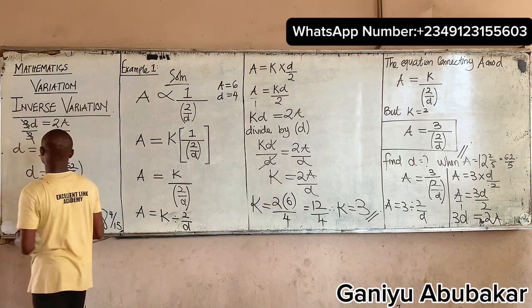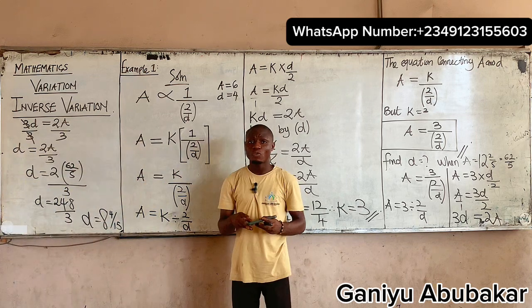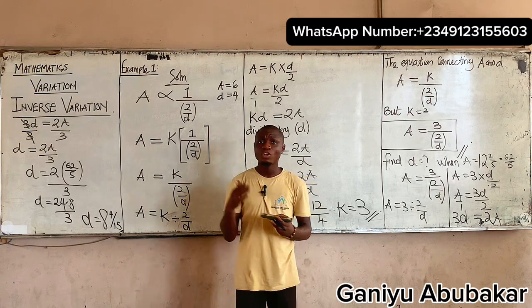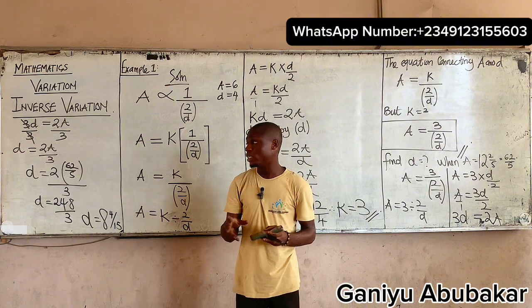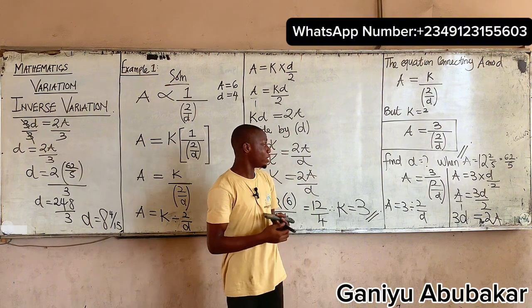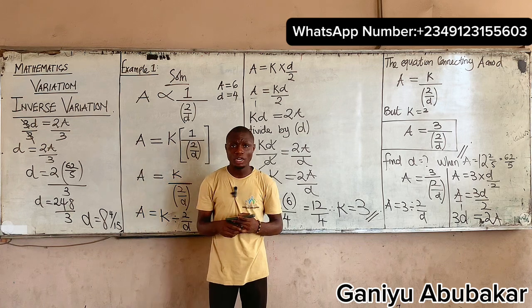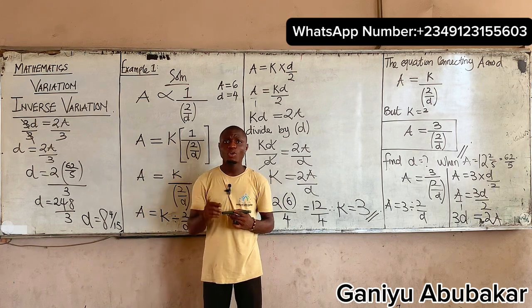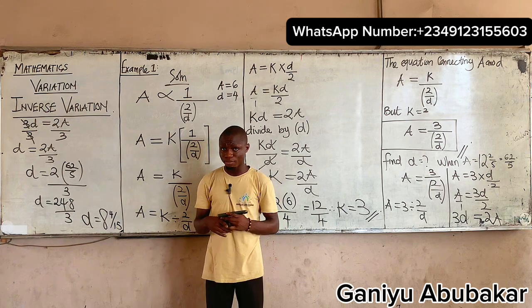So this is how we solve this particular question involving inverse variation. Look at how I took my time to explain step by step, and you don't just complicate things. So this is how you solve this particular problem. Let's do yet one more example before we dive into joint variation.